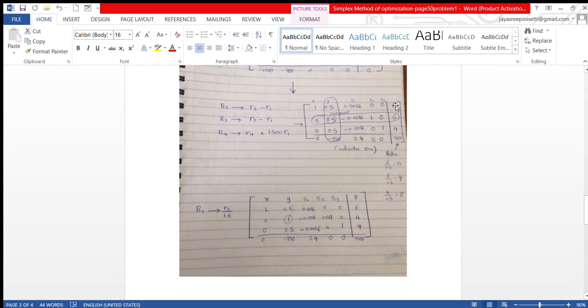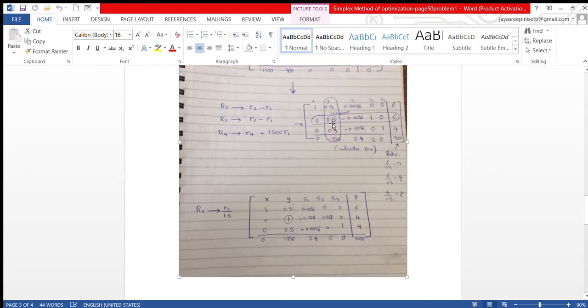So 6 over 0.5 will become 12, right? And 6 divided by 1.5 is 4. And 4 divided by 0.5 is 8. Don't do the ratio for the indicator row, only the constraint rows, okay? So which is the least ratio? The second one, right? So the second row will become the pivot row, and the common element between the pivot column and pivot row is the pivot element.